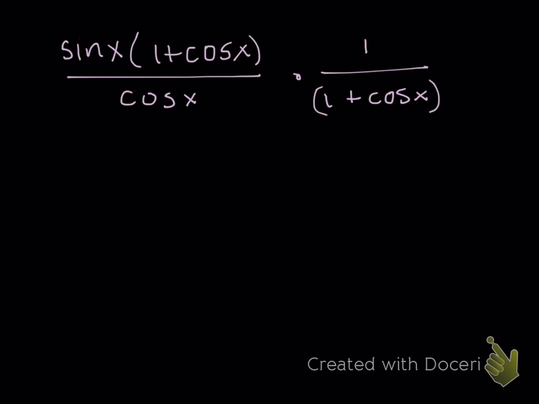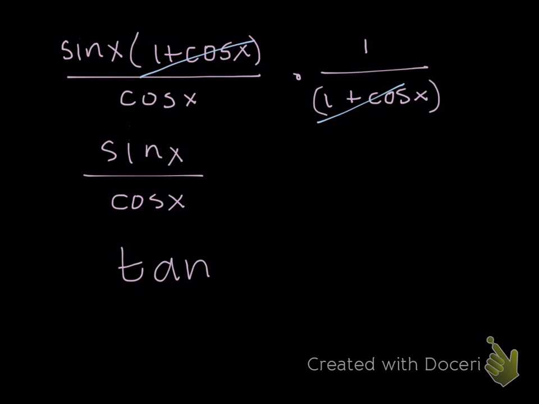And notice I have a 1 plus cosine of x in the top and the bottom, so this whole term is gone. And I'm left with sine of x over cosine of x, which I know is tangent. So I have proved that tangent is equal to tangent of x.